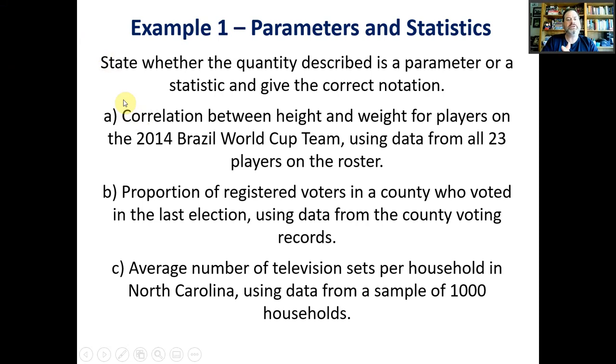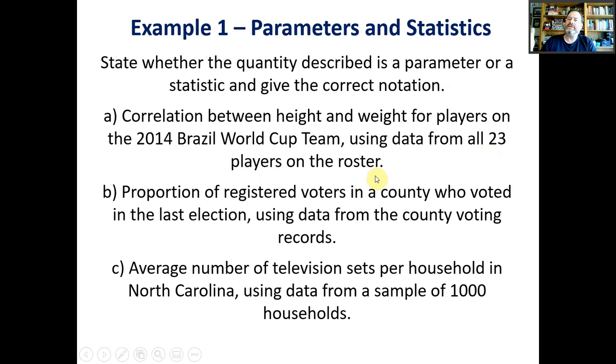All right, the correlation between height and weight for all players on a 2014 Brazil World Cup team using data from all 23 players on the roster. So, population or sample? We're told 23 players on a roster. That's a small amount, so it sounds like that would be a sample, but it's not, because the quantity we're interested in is the correlation for all the players on the team. We have data for all the players on the team. So we have the population information.